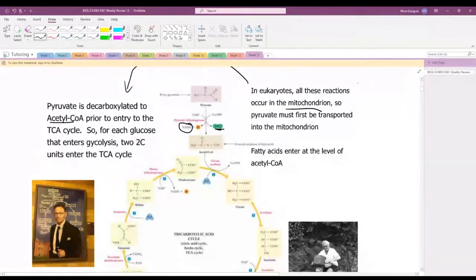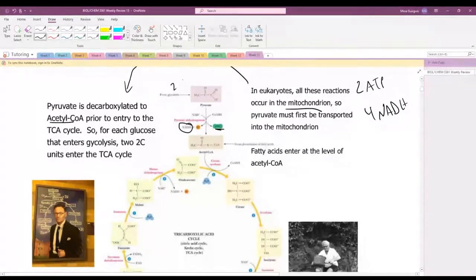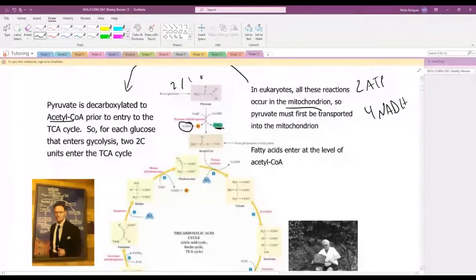If we keep that running tally, we've got a net of 2 ATP, and we got 2 NADH from glycolysis. We just got another 2, so 4 NADH. And where did we get 4 from? Remember that we have 2 pyruvate per 1 of glucose.